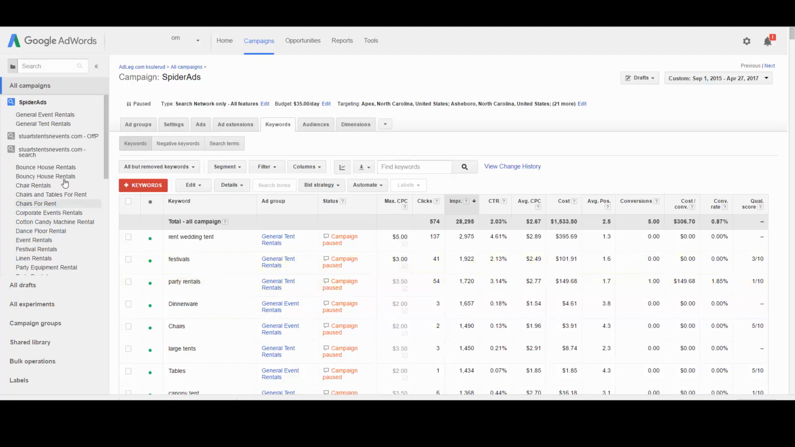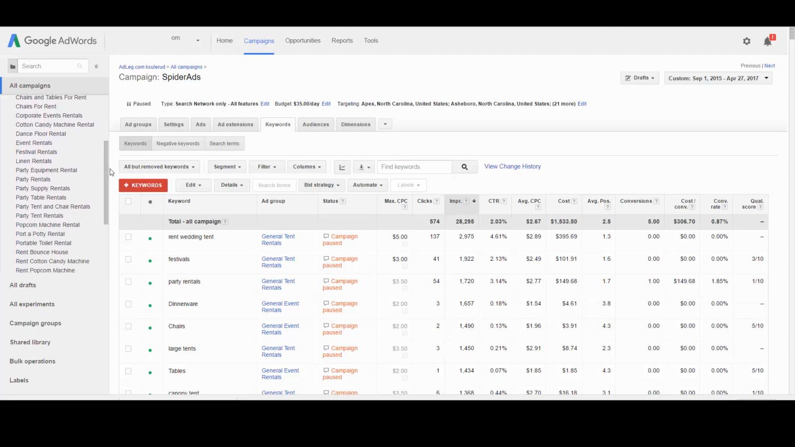Now we can compare that to a campaign that is set up better. So in this other campaign, there's an ad group specifically for this keyword, party rentals.